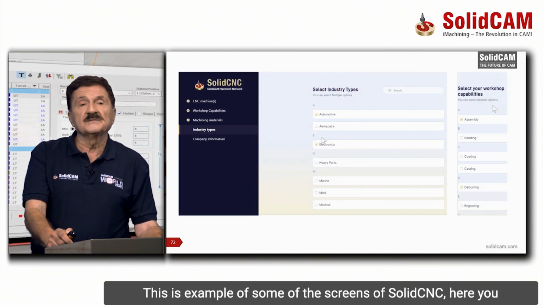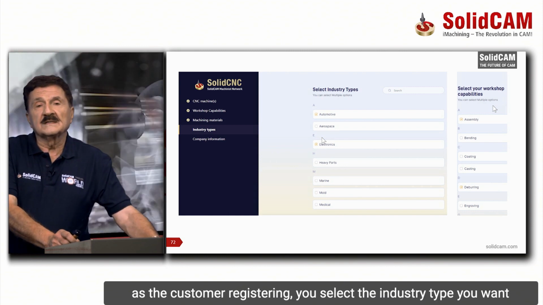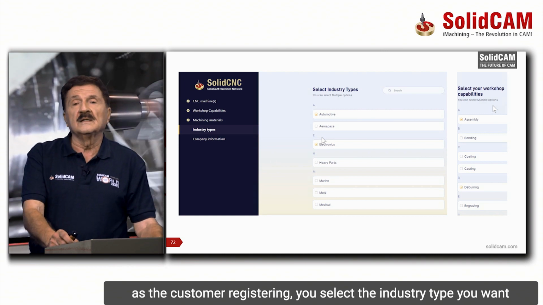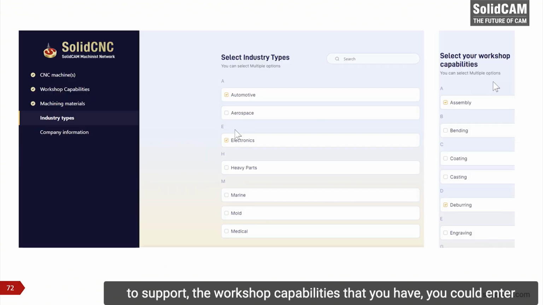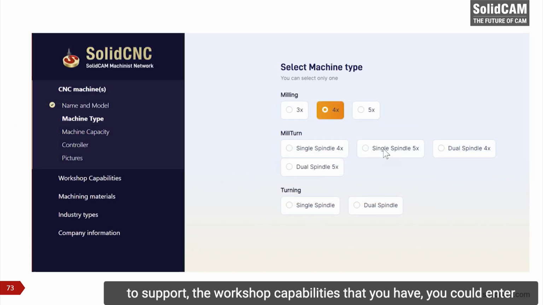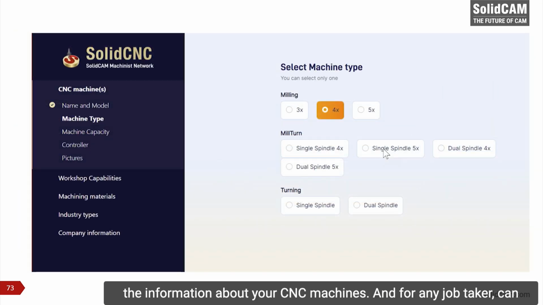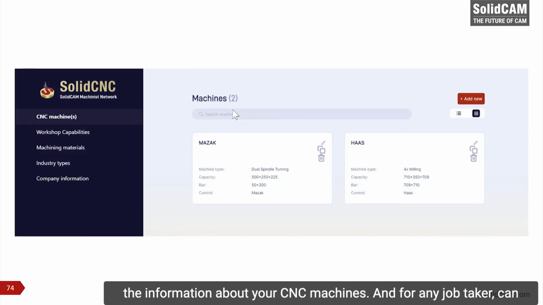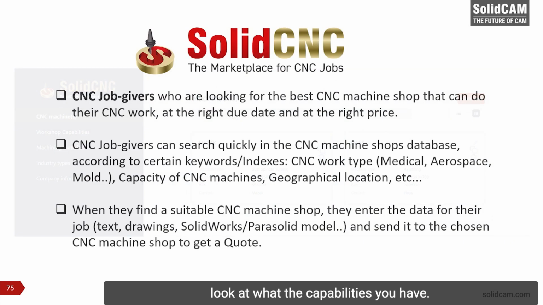This is an example of some of the screens of Solid CNC. Here, you as a customer registering, you select the industry type you want to support, the workshop capabilities that you have. You could enter the information about your CNC machines, so that any job taker can look at the capabilities you have.